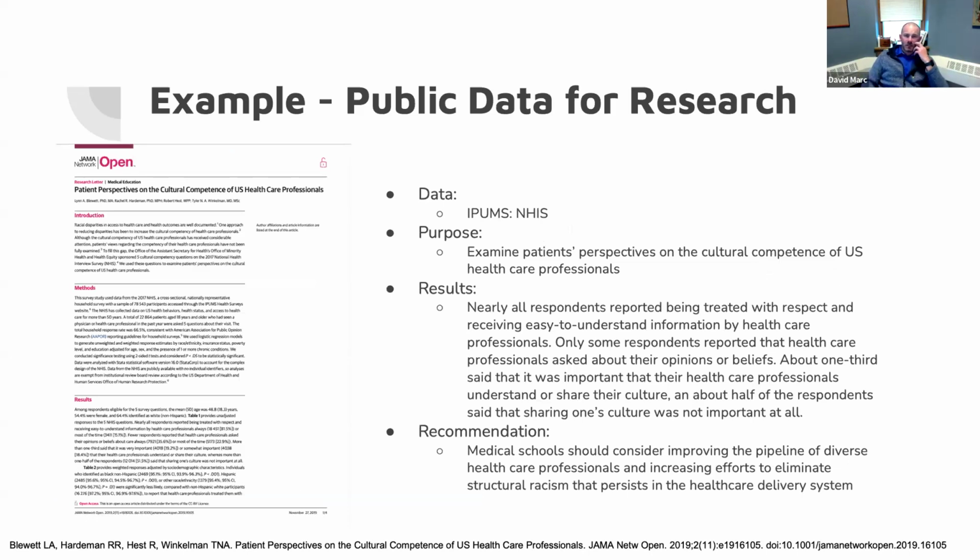Other examples would be, here's another example of a study that was published in 2019 using IPUMS and the NHIS data set, where they made a recommendation for medical schools that they should consider improving pipelines for getting diverse healthcare professionals and increasing efforts to eliminate structural racism that is persistent in healthcare delivery systems. They created this recommendation by analyzing data that's publicly available.